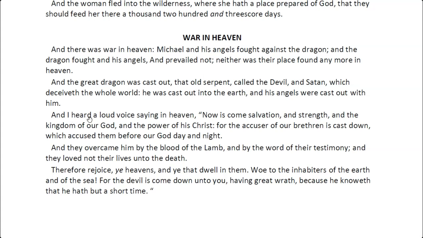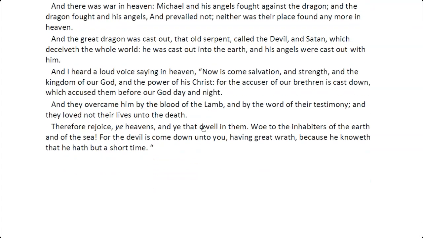All right, so I heard a loud voice saying in heaven, now has come salvation and strength in the kingdom of our God and the power of his Christ. For the accuser of our brethren is cast down, which accused them day and night. Self-explanatory. I don't think I have to explain this to anybody. And they overcame him by the blood of the Lamb and by the word of their testimony, and they loved not their lives unto the death. So therefore rejoice, ye heavens, and ye that dwell in them. Woe unto the inhabitants of the earth and the sea.